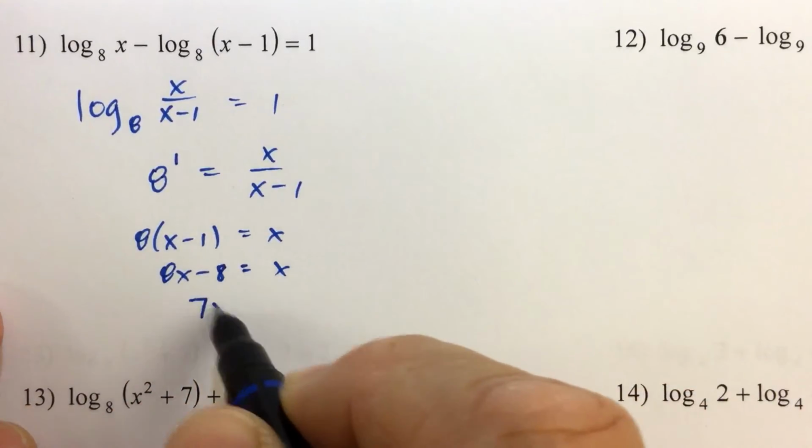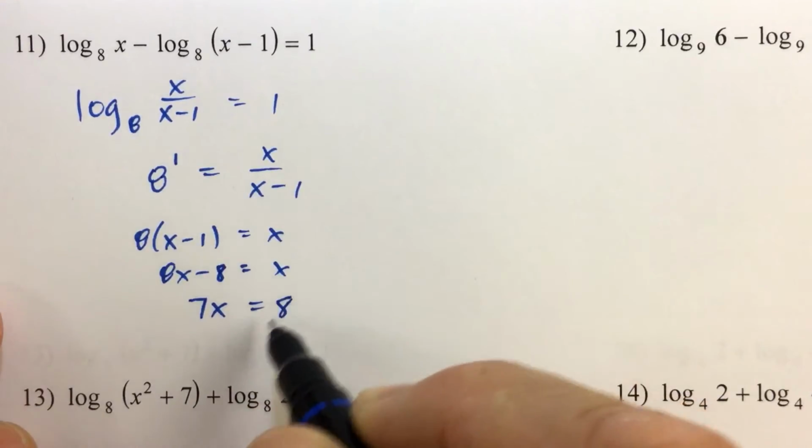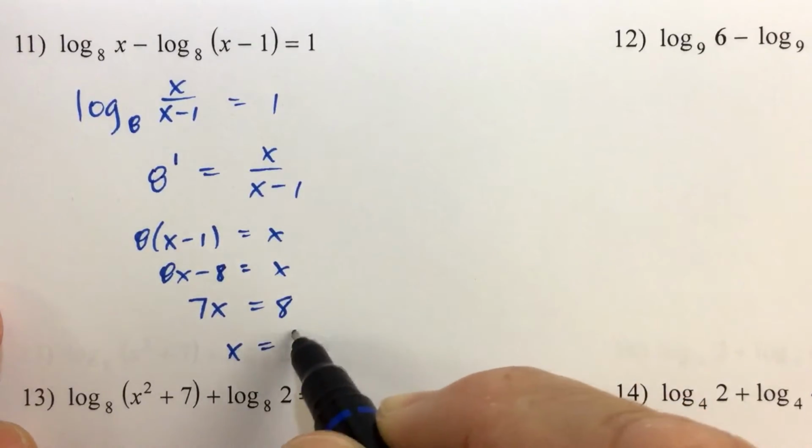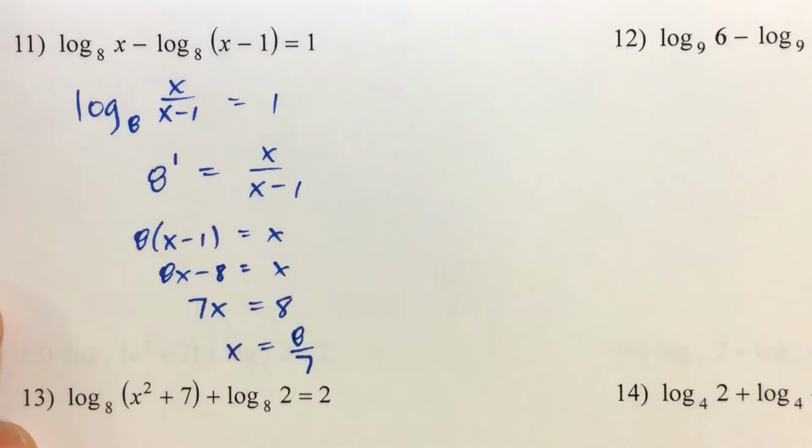Subtracting x from both sides, we get 7x. Adding the 8 to both sides, we get 7x equals 8. Dividing by 7, we get x equals 8 over 7.